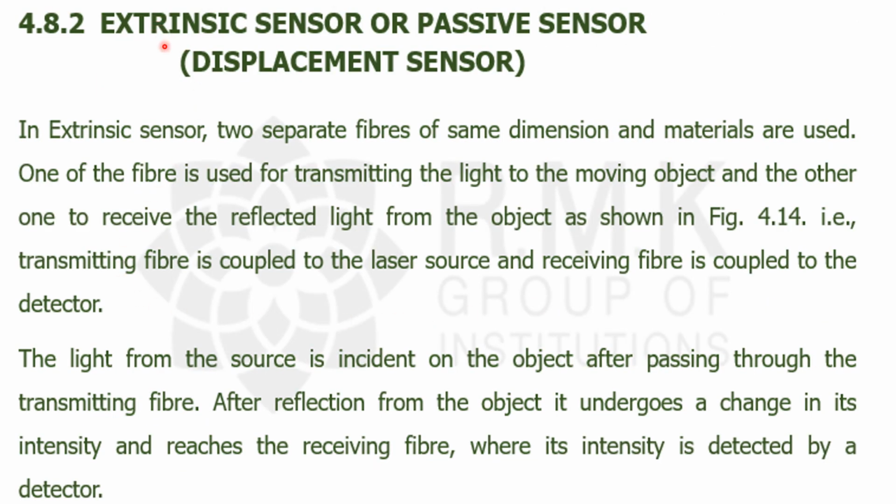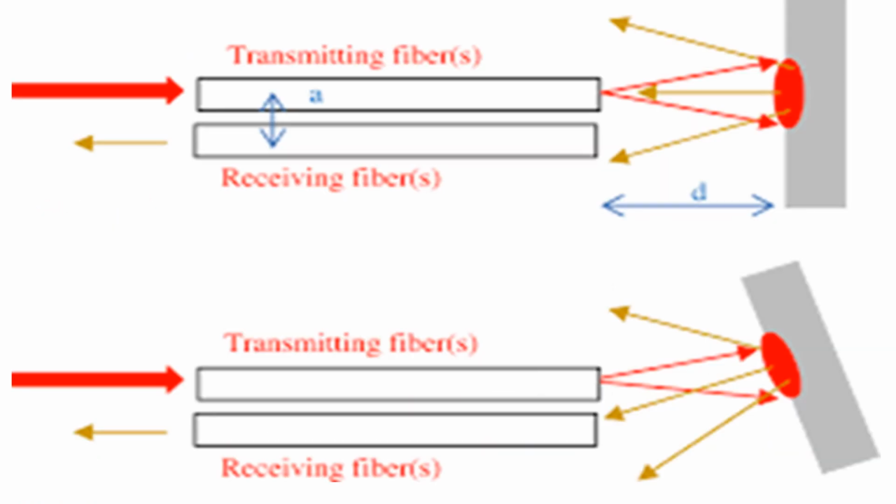We will move on to the extrinsic sensor or passive sensor, which can measure displacement. Okay, so in an extrinsic sensor, two separate fibers of the same dimension and material are used. Let us see the picture and understand further. So this is the picture. You can see here two setups are shown. This is one set of optical fiber, and this is another set of optical fiber. They are placed coherently with each other.